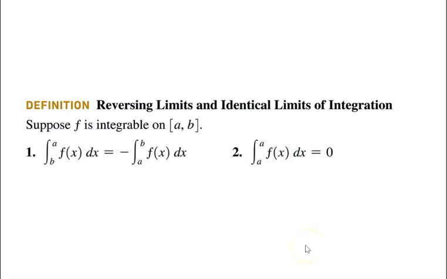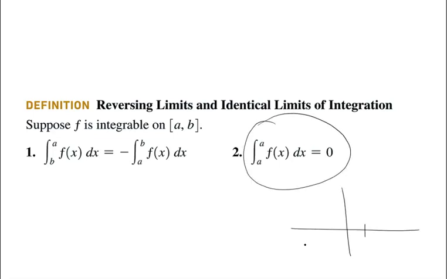Okay, so that's one property of definite integrals. Here's a couple more. Think about this one. You have a function, you're starting at a, and you don't go anywhere, then the area is 0, right? That's kind of a weird one. You won't see that much.